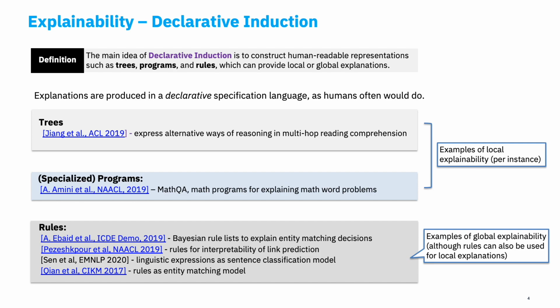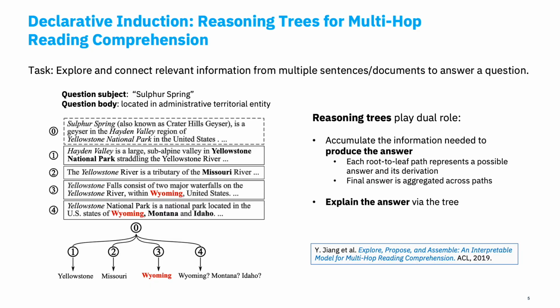Then there are multiple papers that use rules for explainability across a range of tasks, from entity matching to link prediction and sentence classification. One notable aspect about these rule-based papers is that they offer global explainability for the entire model, although the same rules could also be used to produce local explanations.